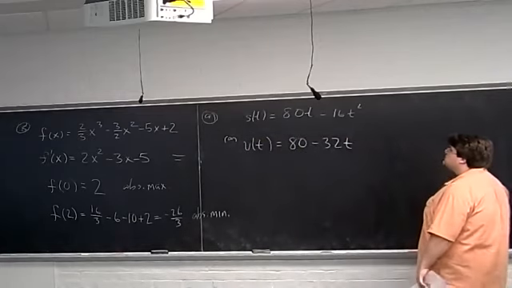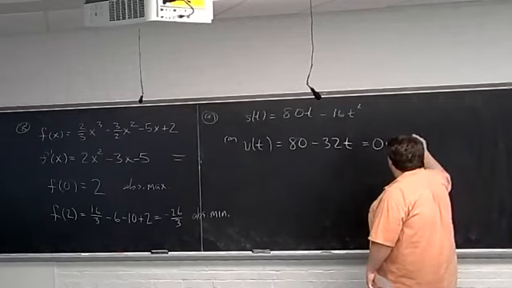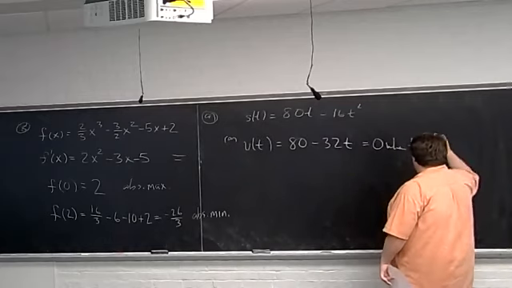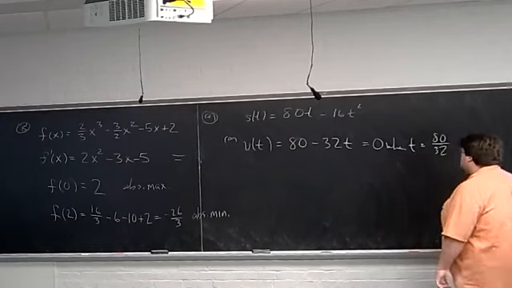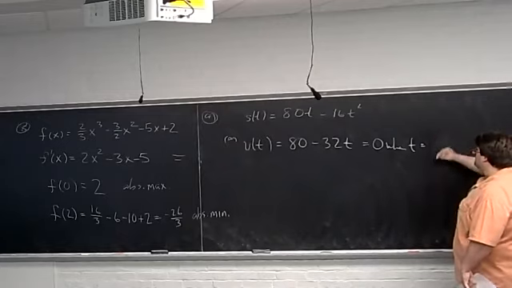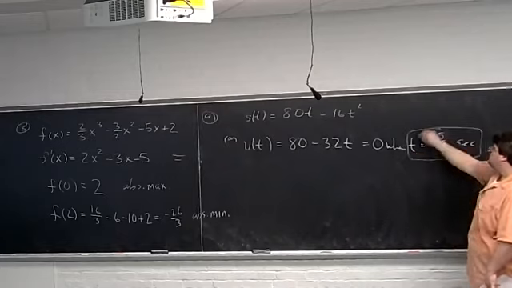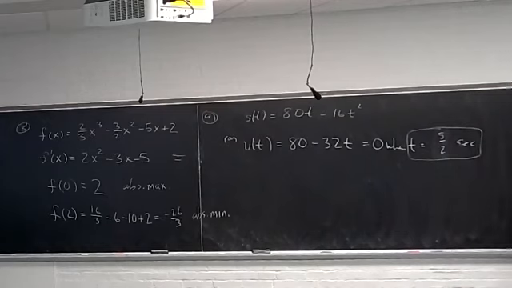Derivative of position, 80 minus 32t, set it equal to 0. 80 over 32 seconds, which reduces to what? 40 sixteenths, 20 eighths, 10 fourths, 5 halves. So 5 halves seconds. Any questions about part A?